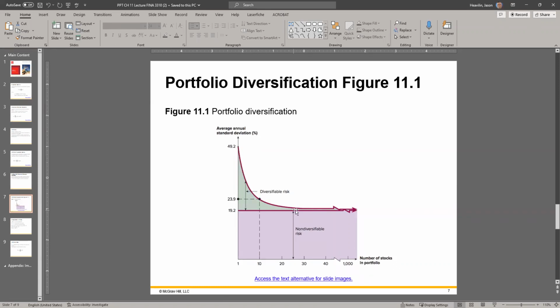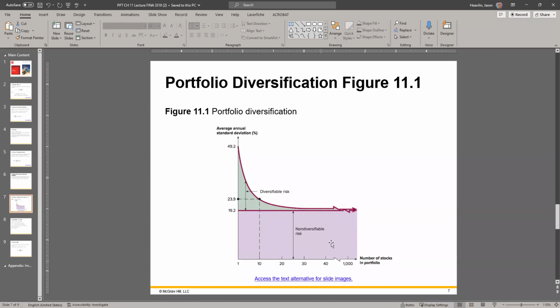Now, notice there's a point where you can't go any lower. That is about as low as you can go on this line here. This line here is the lowest you can diversify. After that, there's only so much you can do, and you must take whatever level of standard deviation of risk is in the market. In this case, they're using 19.2, but that varies as well.